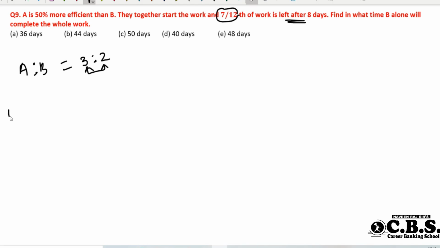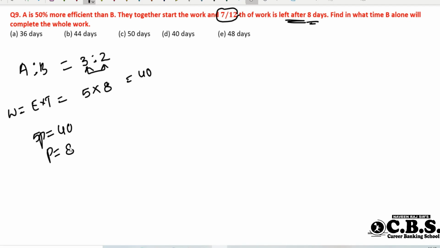8 days. So work is equal to efficiency into time. What is the efficiency? Both efficiency 5, and both are working for how many days? 8 days. 8 into 5, how much is it? 40. But upon 12, how many are left? 7 left. But how many are completed? 5 parts completed. 5 parts is 40.